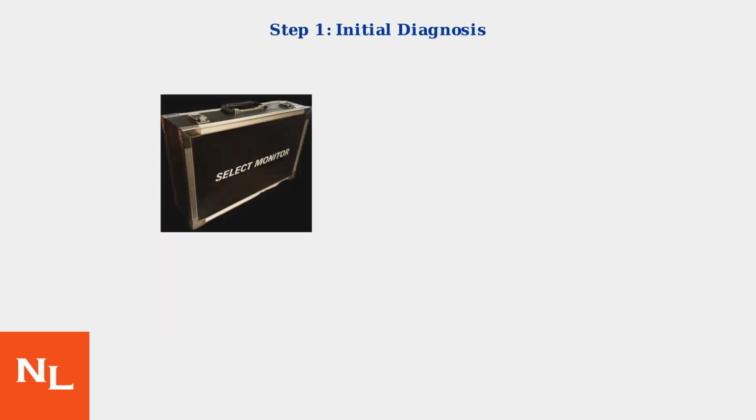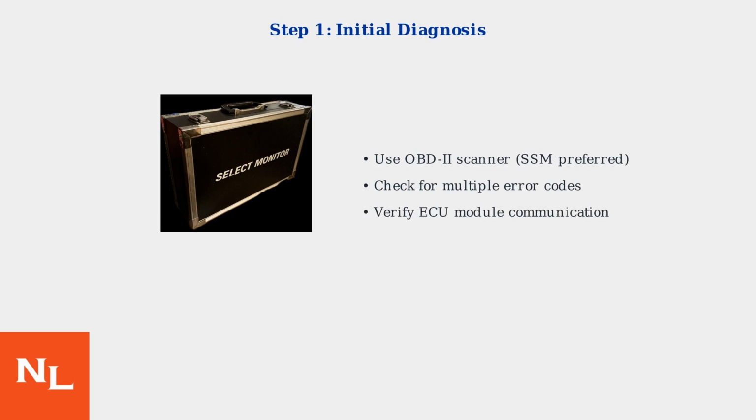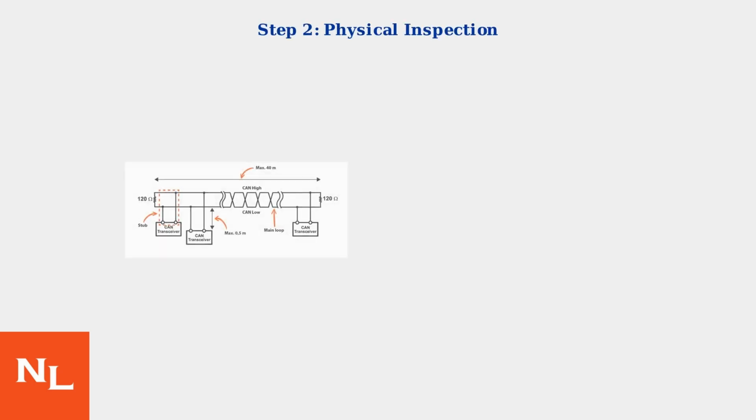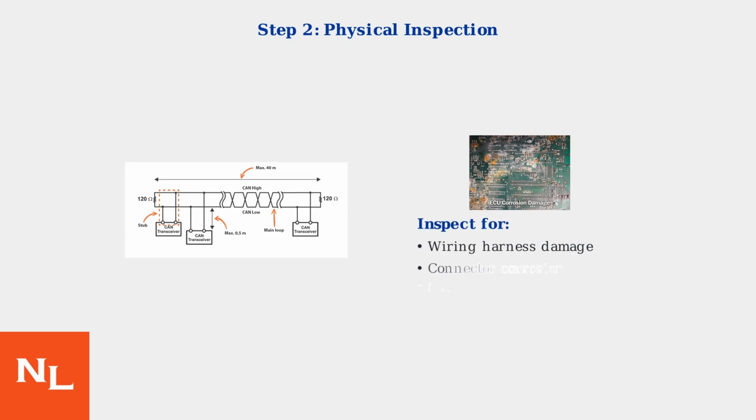Diagnosing Error 55 begins with proper scanning equipment. The Subaru Select Monitor, or SSM, is the preferred diagnostic tool for comprehensive system analysis. Physical inspection focuses on the CAN bus wiring harness. Look for visible damage, corrosion at connectors, and loose connections. Ground connections and power supply to modules must also be verified.